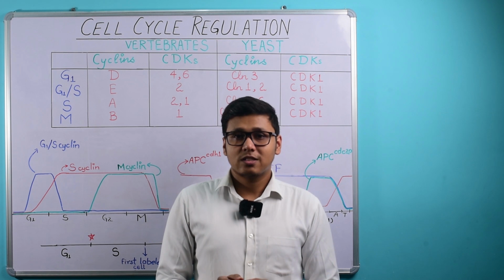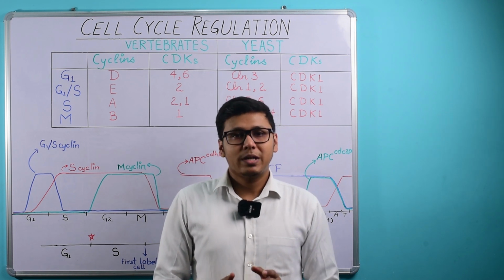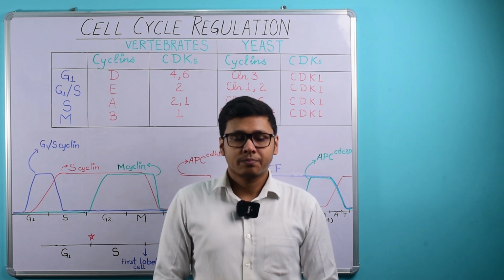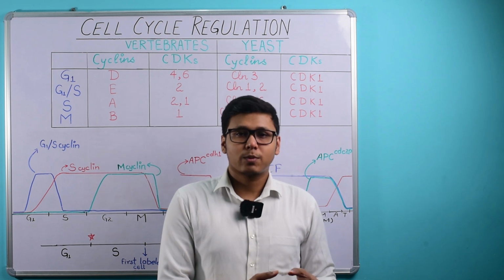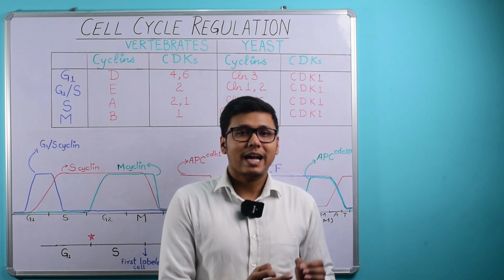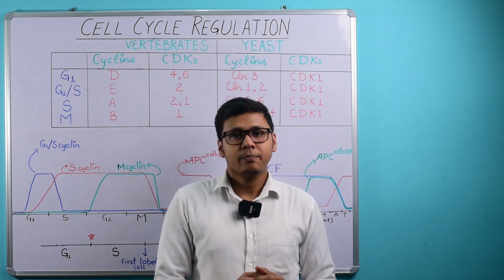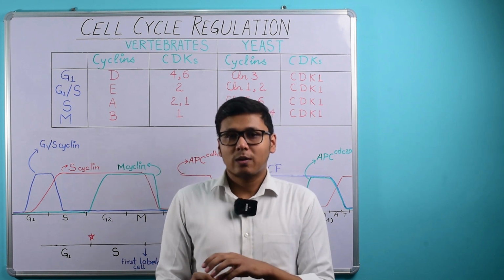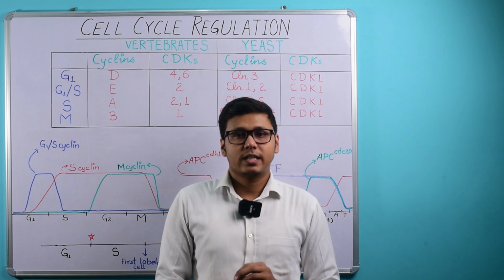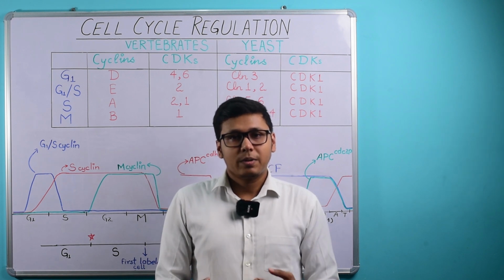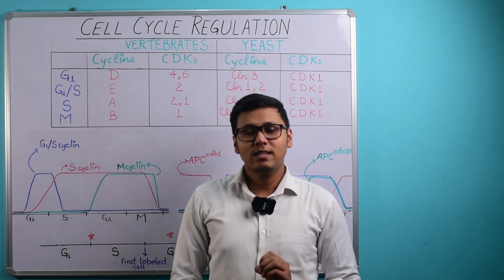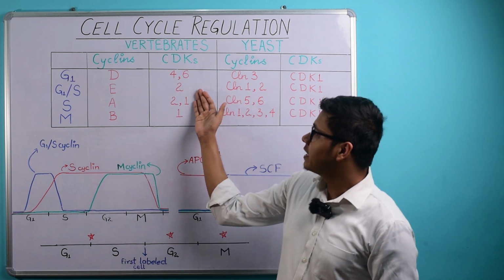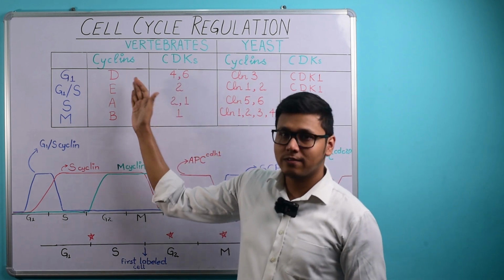But this activation is only partial. For the complete activation of the CDK molecule, another kinase protein, which is known as the CDK activating kinase or CAK, binds to and phosphorylates the threonine residue near the active site of CDK to make it completely active. As you can see in this table, there are various CDKs which bind to their respective cyclins.